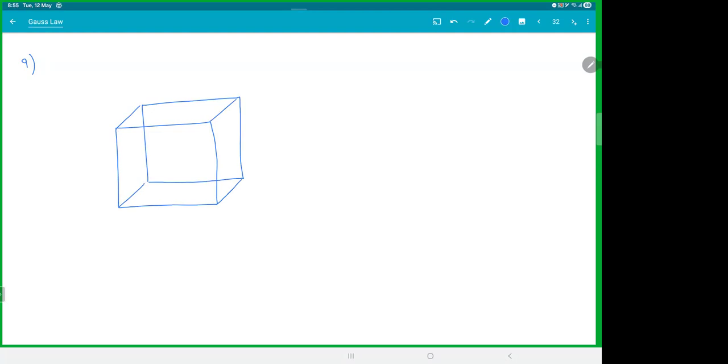So we got a cube here. Face 1, 2, 3, 4, 5, and 6. We have an infinite line charge passing through one of the sides. Infinite line charge lambda. Find the flux through each face. The side of the cube is L.